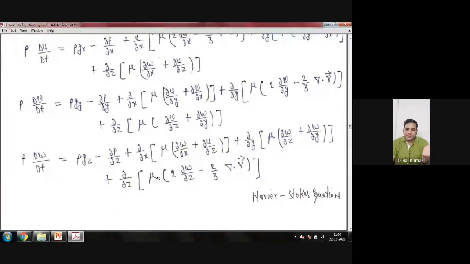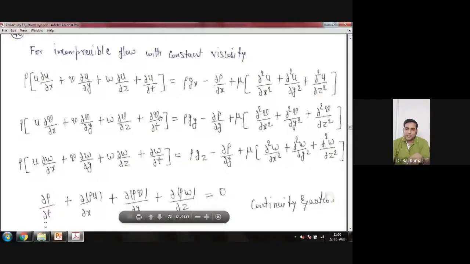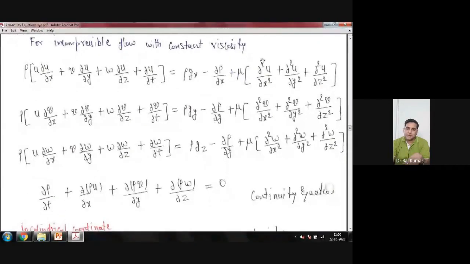Then we can rearrange all of them, and finally you will end up with this equation: mu times del square u upon del x square plus del square u upon del y square plus del square u upon del z square. This is your momentum balance in direction x only. In the same way you can write it for direction y and direction z.